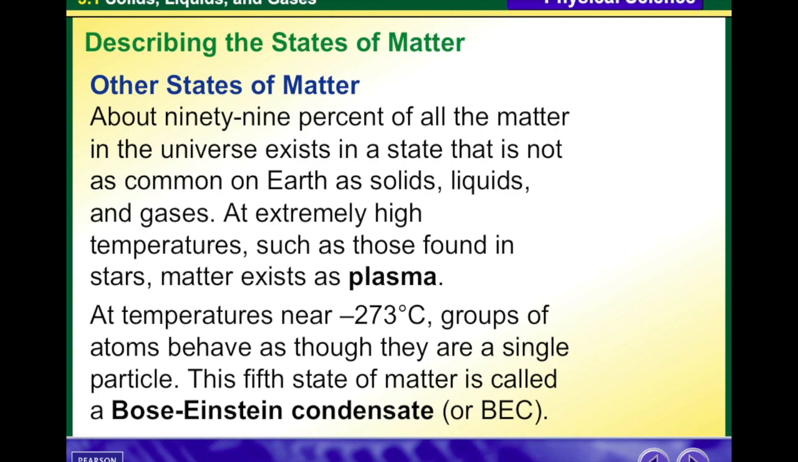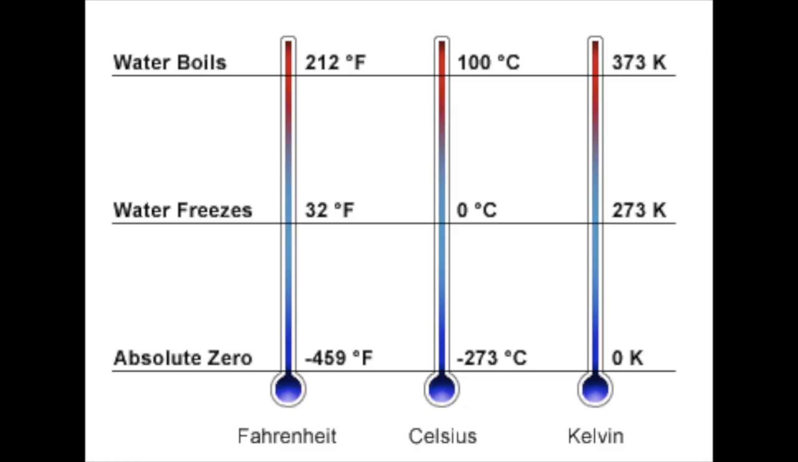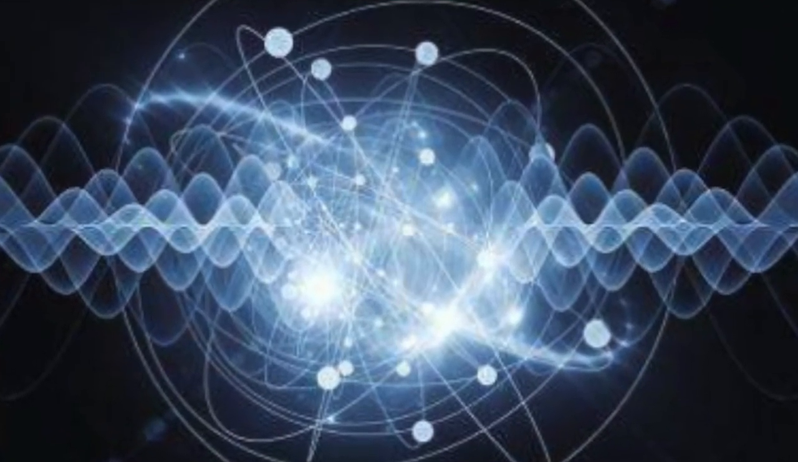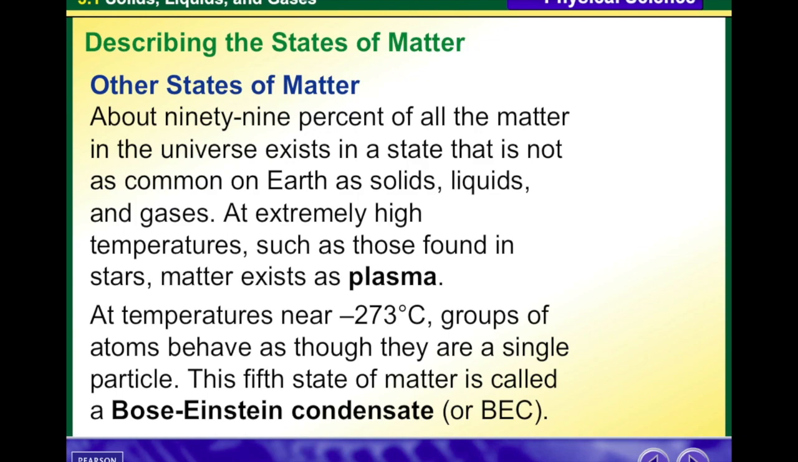We will also talk about absolute zero, and at temperatures near negative 273 degrees Celsius, which is absolute zero basically, atoms start to behave super weird, and groups of atoms even behave as like a single particle. This is called the fifth state of matter, the Bose-Einstein condensate.